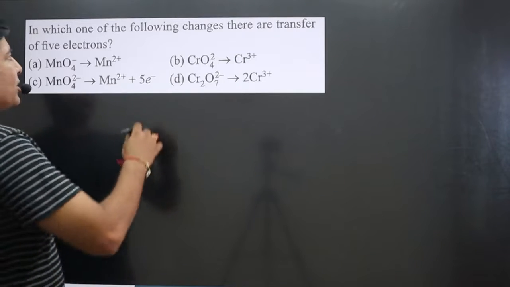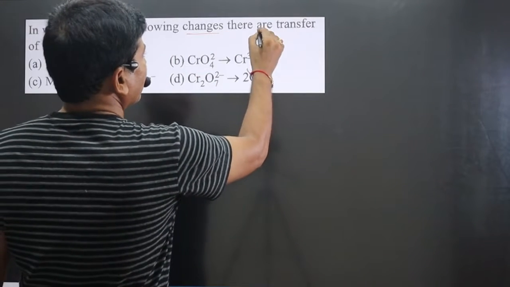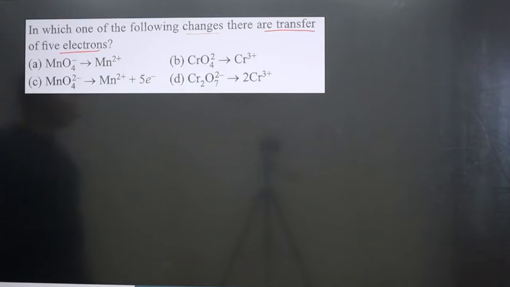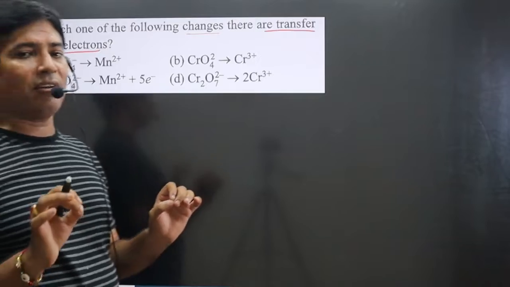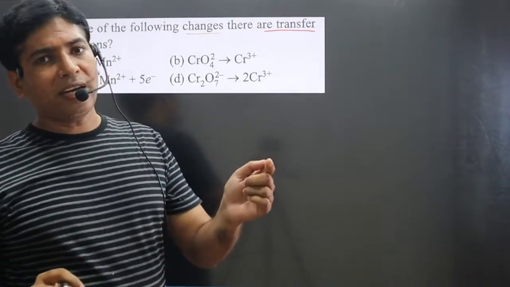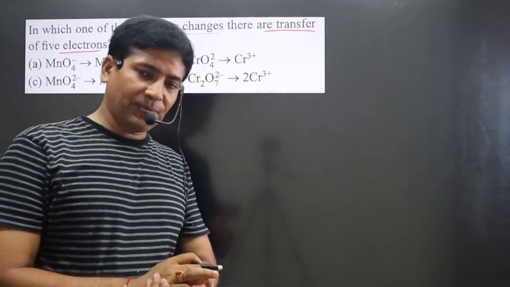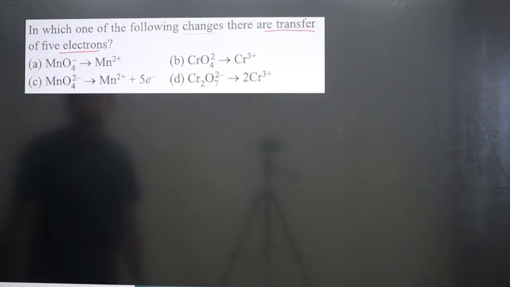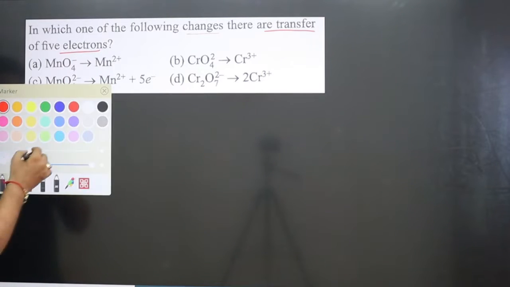The question says: in which of the following changes is there a transfer of 5 electrons? In these equations, you have to calculate the oxidation number of the elements and then find the difference in oxidation numbers. That will give us the transfer of electrons. Let's calculate the oxidation numbers one by one.